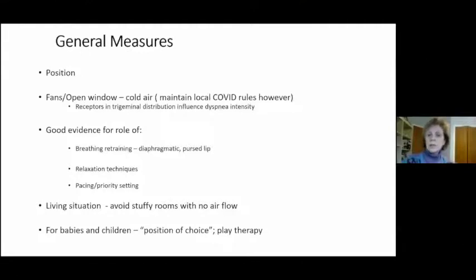For babies and children, the position of choice. You need to look at how the baby or the child is positioning themselves, which may be the position that reduces their shortness of breath. Play therapy can be very helpful as well for children and babies.